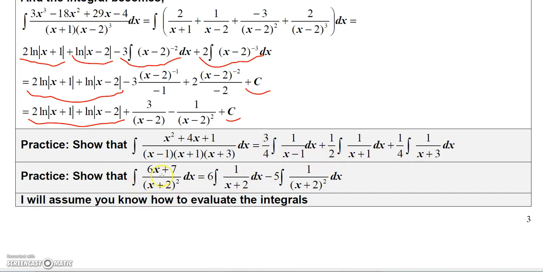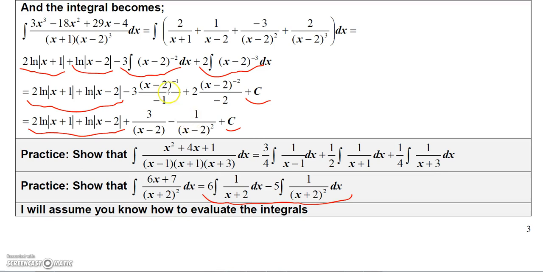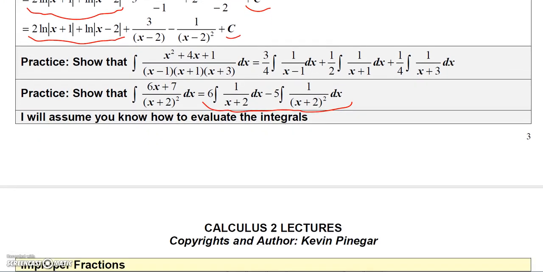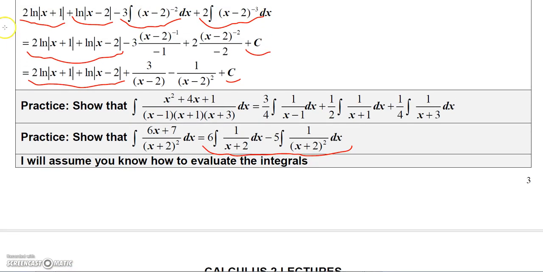And then this one here, I have repeated factors, x plus 2 quantity squared. So remember, in that case, it's going to break up into something over x plus 2 and then something over x plus 2 quantity squared. So that should break up into 2 integrals. And so you can determine what those are by using this partial fraction decomposition. And that covers the problems with linear factors. And I'm going to show you some other examples in the next video.